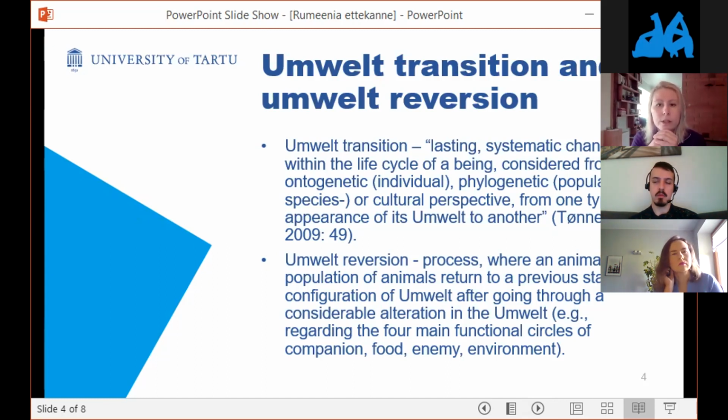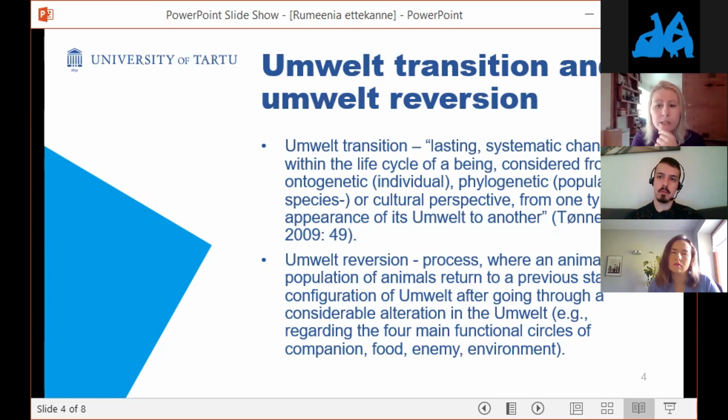Uexküll actually did not consider what happens in the Umwelt in allo animals when there are changes in the environment. However, our case study indicates the decoupling of the environment and the allo animal, which are accompanied by major changes in the Umwelt of the minks. Thus, we need a more contemporary, but still Uexküllian, approach to tackle this issue. And Morten Tønnessen directed his attention to exactly this aspect and created the notion of Umwelt transition, which he defined as elastic systematic change within the life cycle of a being considered from an ontogenetic, phylogenetic, or cultural perspective.